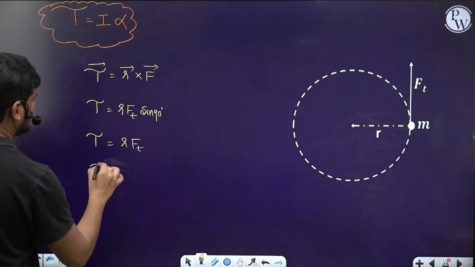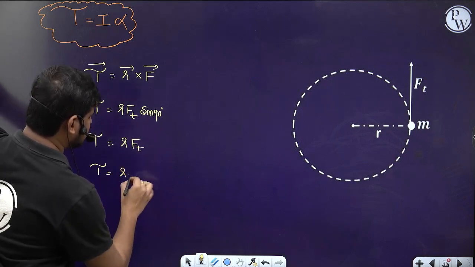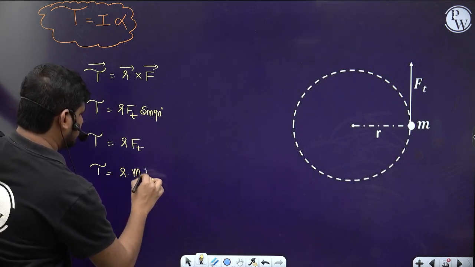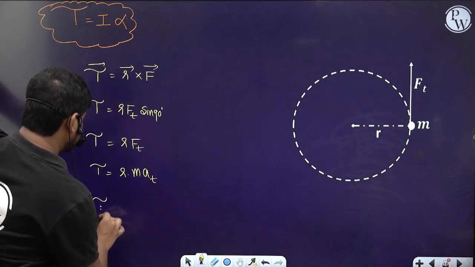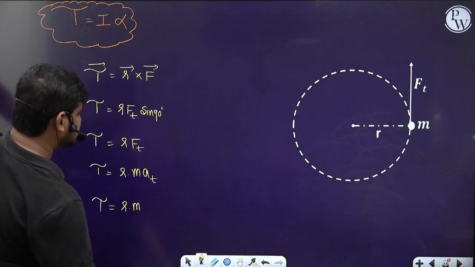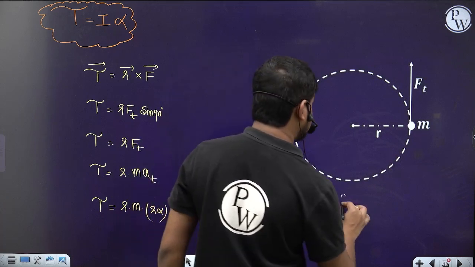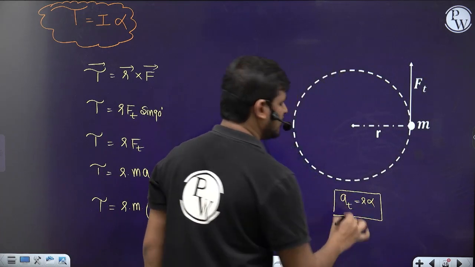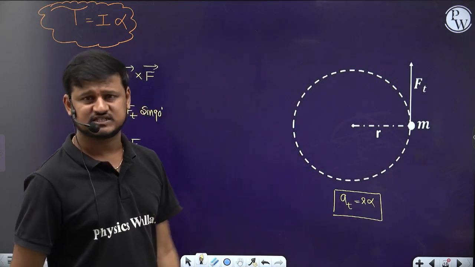So then torque is equal to R into Ft. In place of Ft, shall I write mass into the tangential acceleration? So then R into m into, in place of tangential acceleration, shall I write R alpha? You know that the tangential acceleration is equal to R alpha. Yes or no? We already discussed it in circular motion and also in the first class on rotational motion, right?